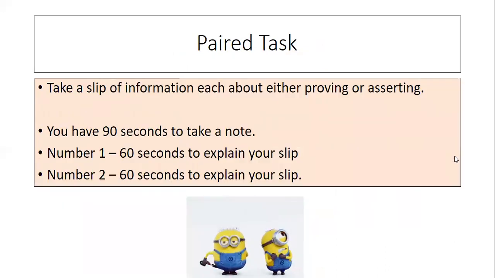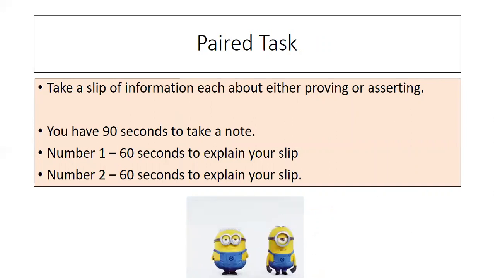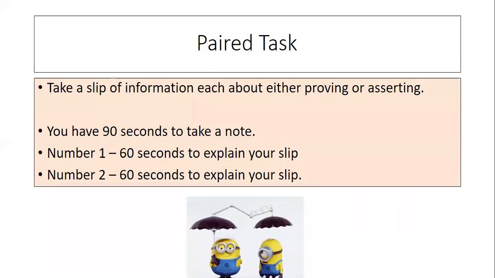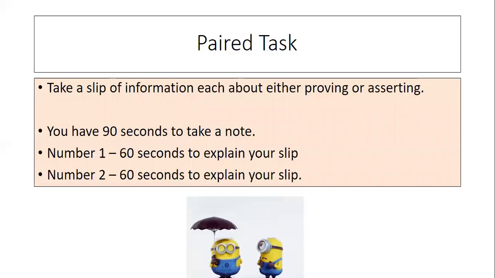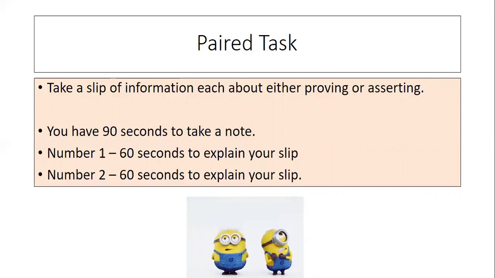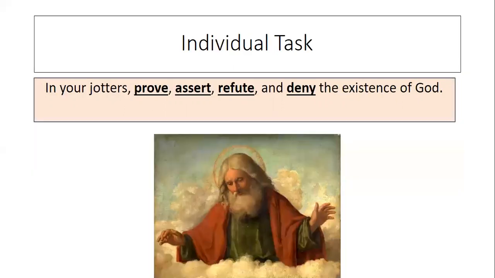So, again, you don't have a partner just now. So what you're going to do is there is an information sheet about proving, asserting, denying, and refuting a claim. What you're going to do is you're going to take notes from that worksheet. What you're then going to do is use that information to do this. I want you to prove, assert, refute, and deny the existence of God.